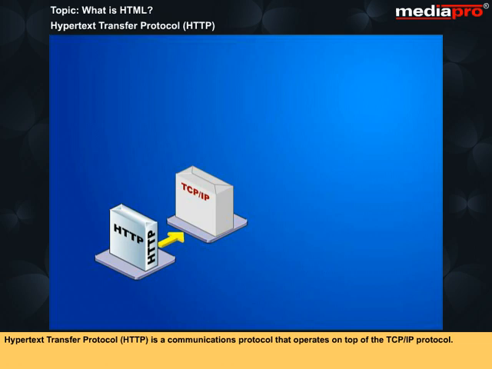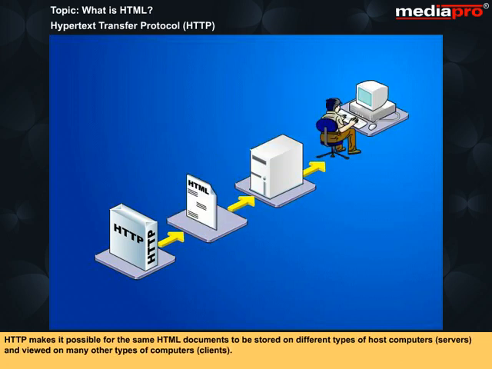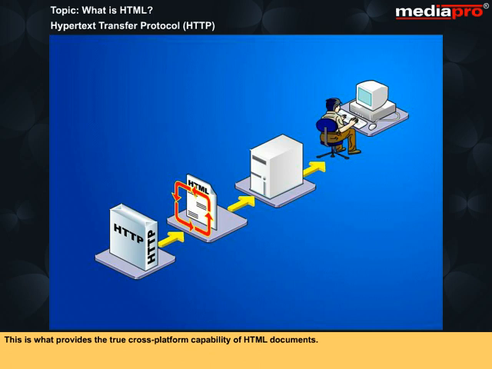Hypertext Transfer Protocol, HTTP, is a communications protocol that operates on top of the TCP/IP protocol. HTTP protocol is used to transmit web pages from the web server being accessed by your computer. HTTP makes it possible for the same HTML documents to be stored on different types of host computers, servers, and viewed on many other types of computers, clients. This is what provides the true cross-platform capability of HTML documents.